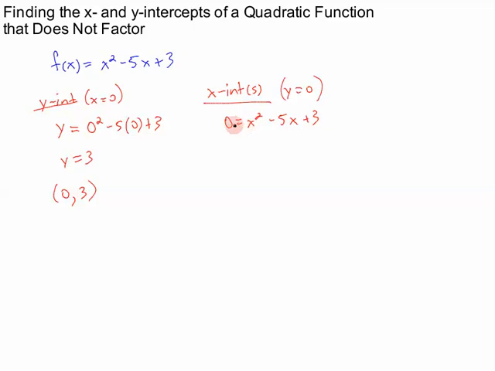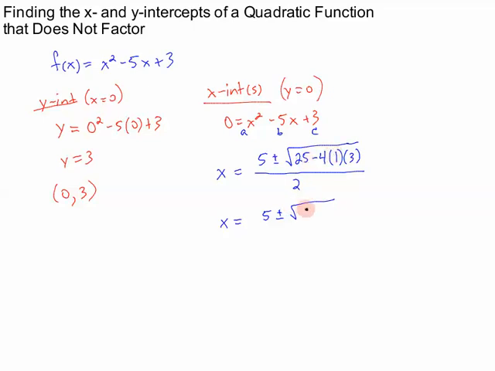In this case, you already have 0 on one side. Your a is 1, your b is negative 5, and your c is 3. So you get x equals negative b, which is positive 5, plus or minus the square root of b squared, which is 25, minus 4, times a, which is 1, times c, which is 3. All of this is over 2 times a, which is 1, and 2 times 1 is 2. Now we just simplify. We end up with 5 plus or minus the square root of 25 minus 12, that's 13, all over 2. So these are the two x values that give us x-intercepts.